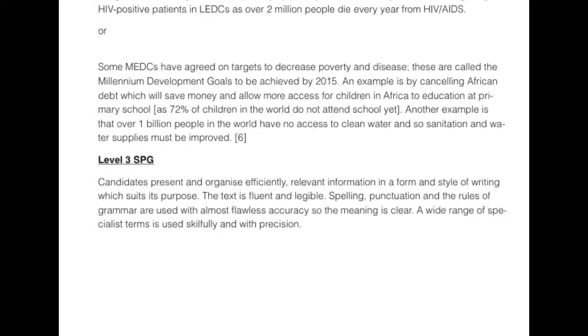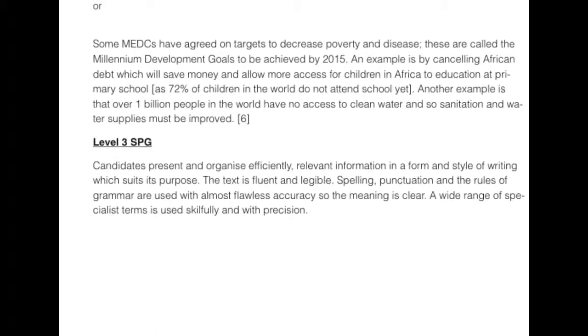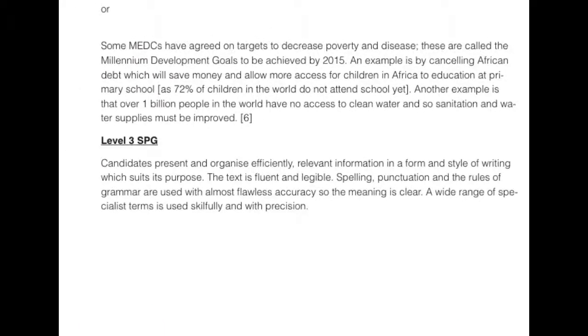I want to zoom in on this example answer here. So if we highlight some of the key aspects of this: some MEDCs have agreed on targets to decrease poverty and disease. These are called the Millennium Development Goals, so stating the strategy. An example of this is by cancelling African debt, which will save money and allow more access for children in Africa to education at primary school. Here we see our fact, figure, place.